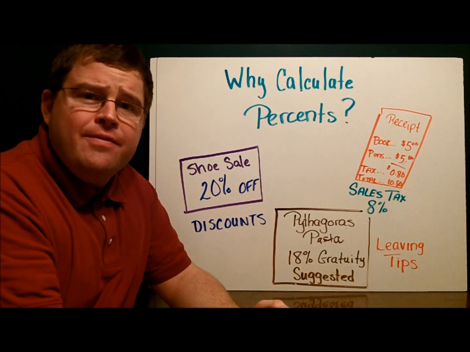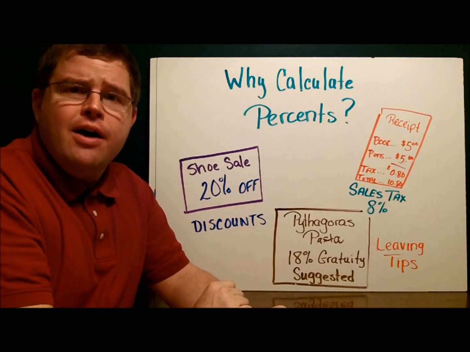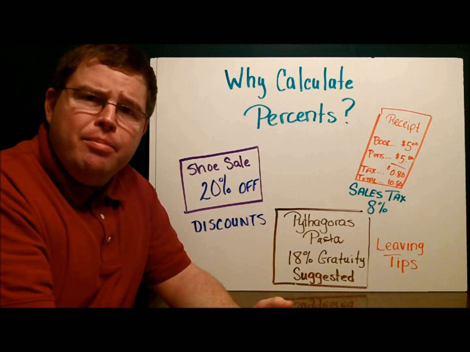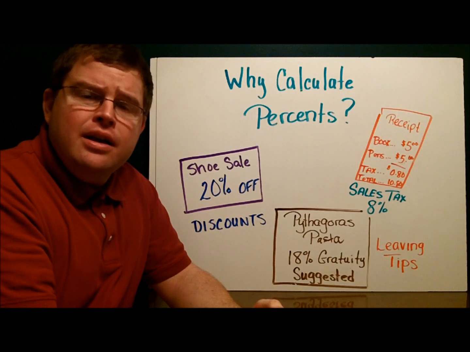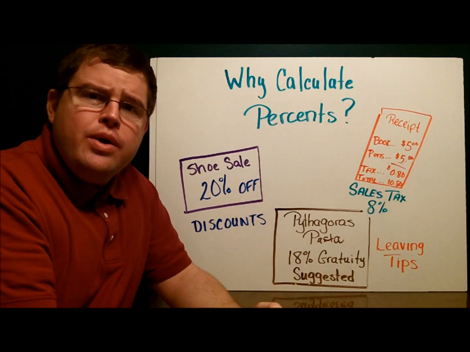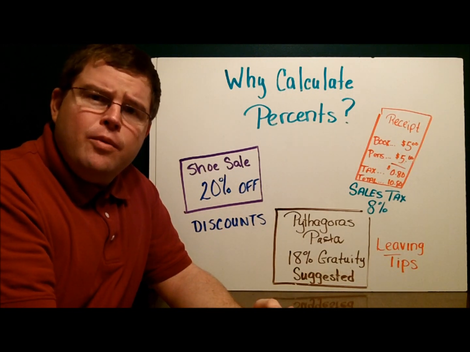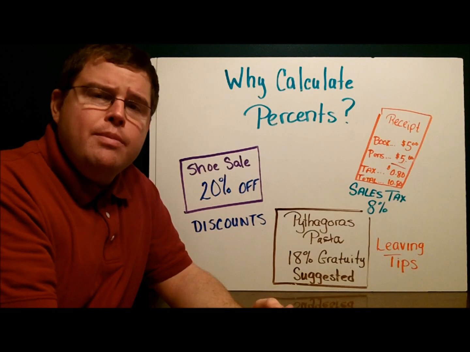Percents are a part of our life every day. We see an advertisement at a shoe store, 20% off. We go to the store, we buy a book and a few pens. Costs us $10 plus 8% sales tax. We go out to eat and we have to leave a tip for our waitress. Typically the tip is going to be 15 to 20%.